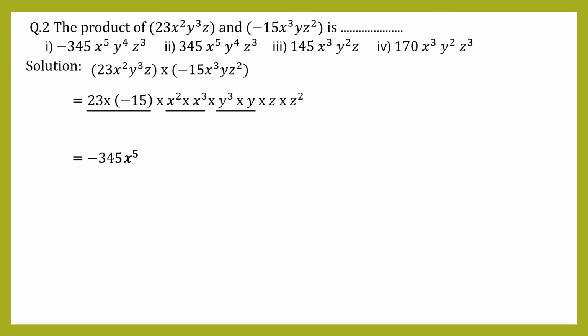Next, y cube into y. 3 plus 1 will be 4. So the answer will be y raised to 4. Then we have z into z squared. z means z raised to 1. So let's add the powers. 1 plus 2 is 3. So it will be z cube. So we got the answer minus 345, x raised to 5, y raised to 4, and z cube.